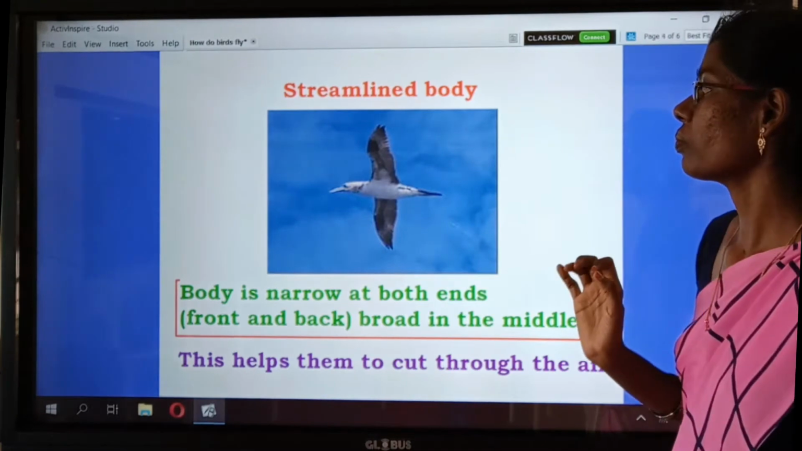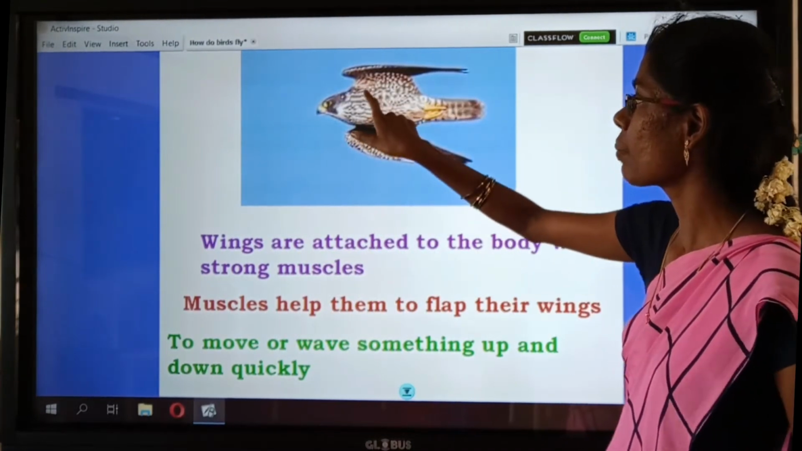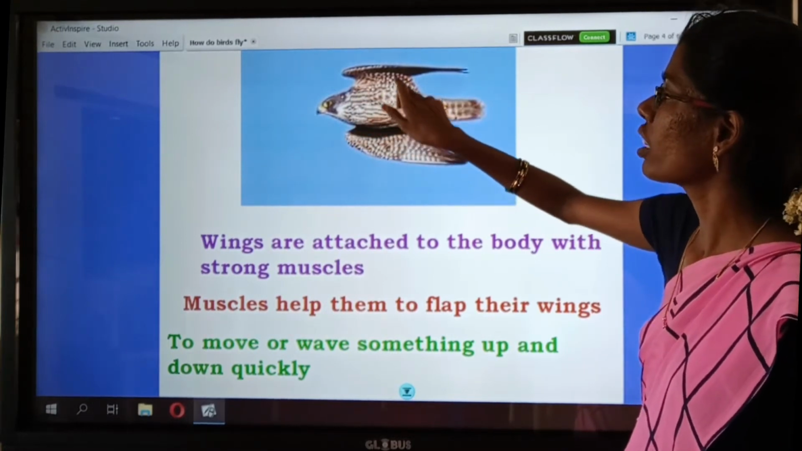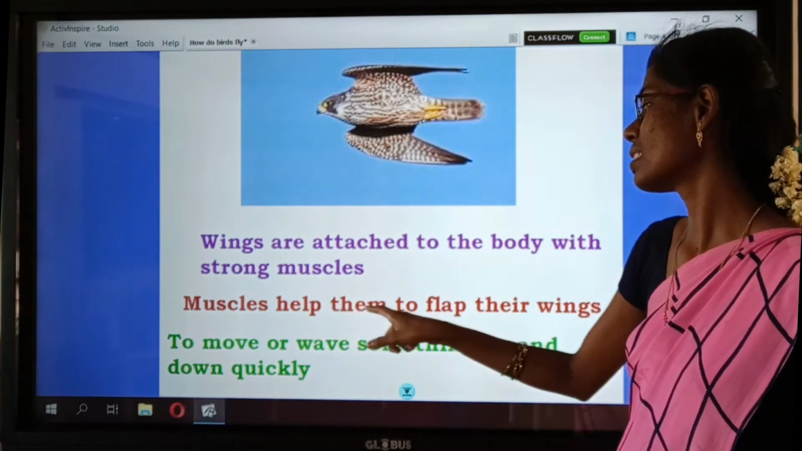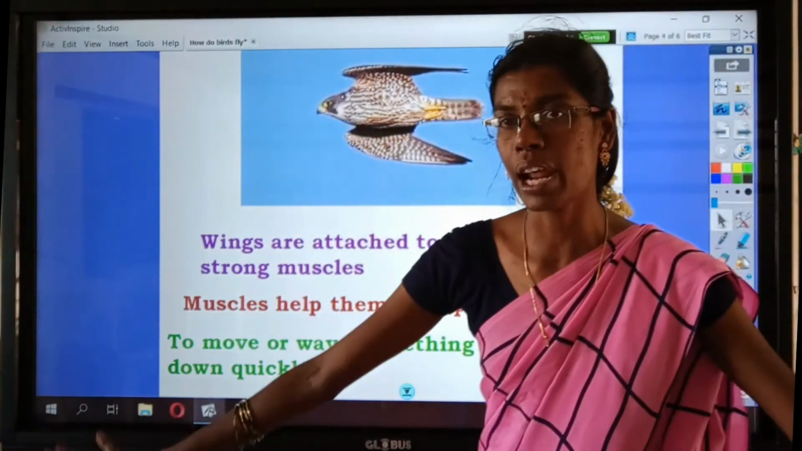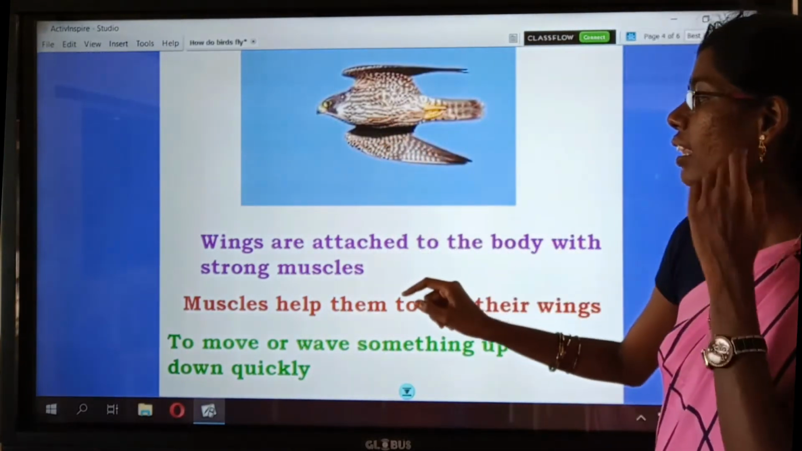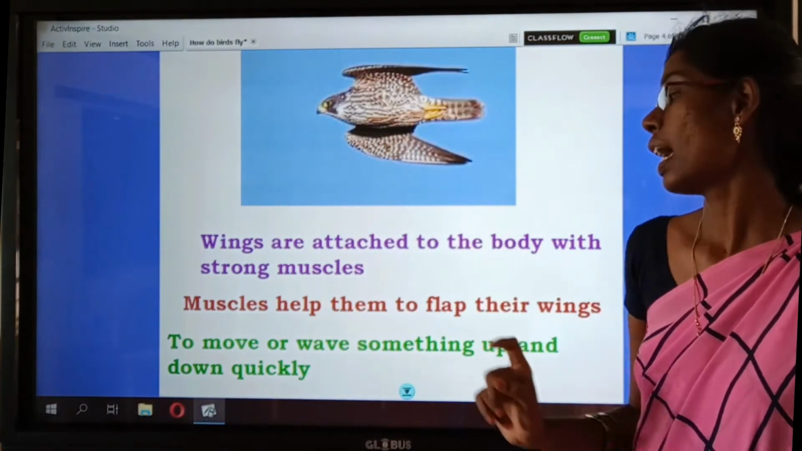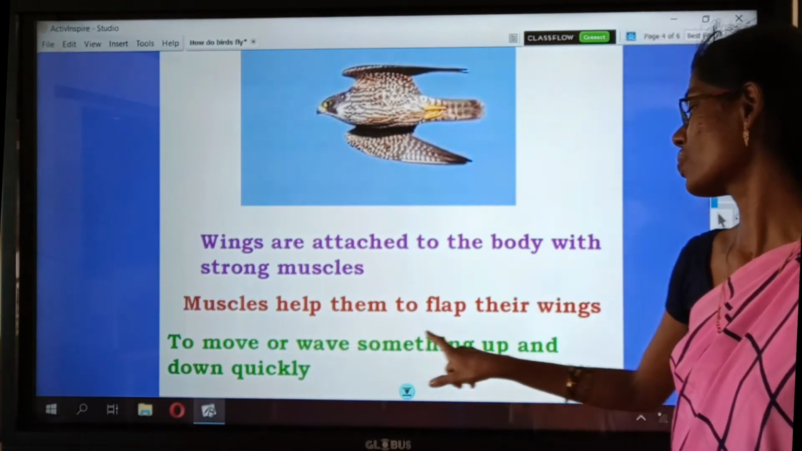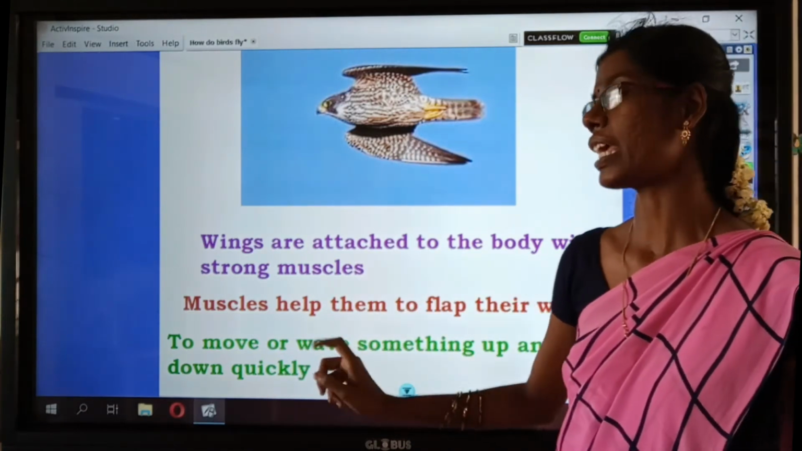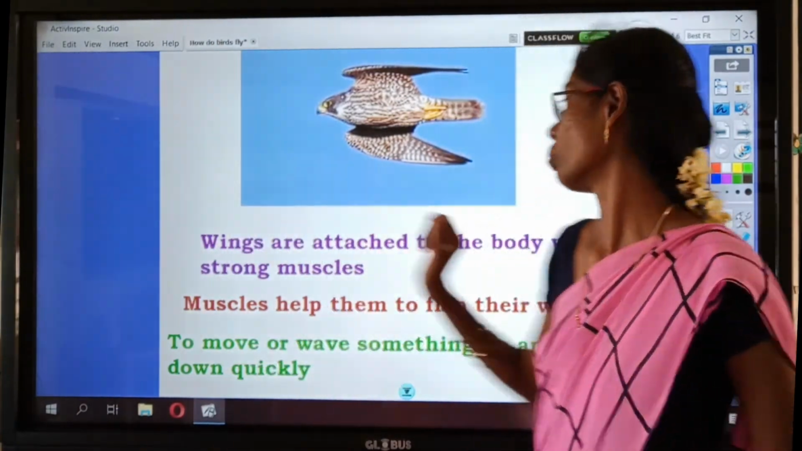Next, wings are attached to the body with strong muscles. The bird's wings are attached to the body with strong muscles. These muscles help them to flap, to move up and down. Flap means to move or wave something up and down quickly. So birds are flapping their wings up and down.